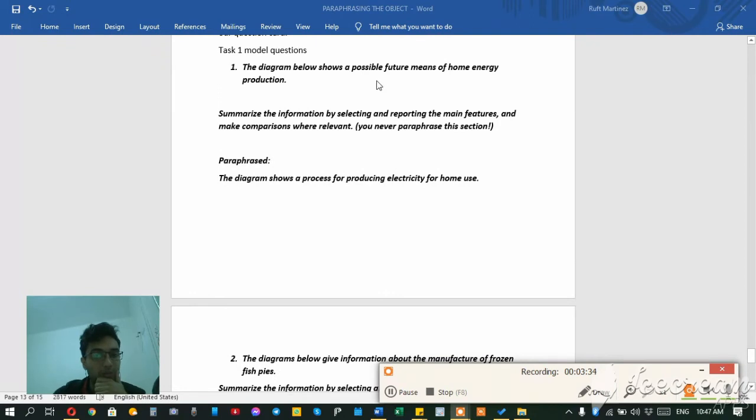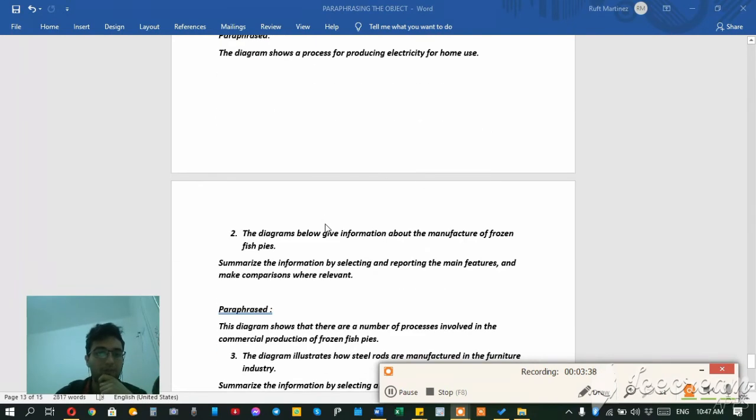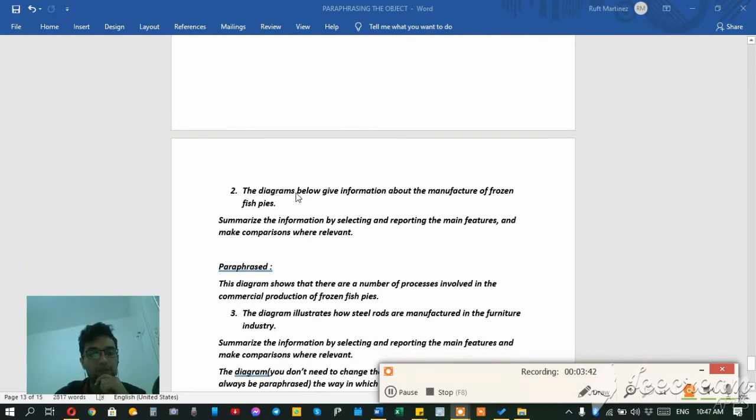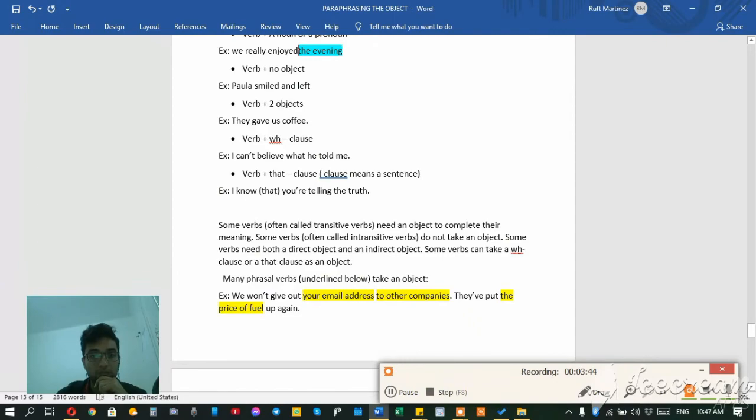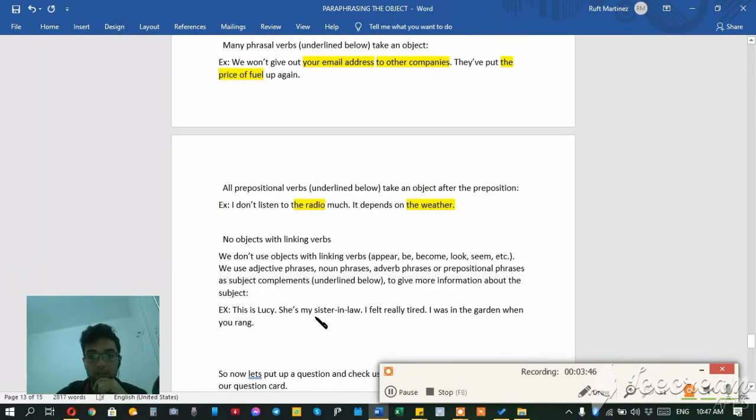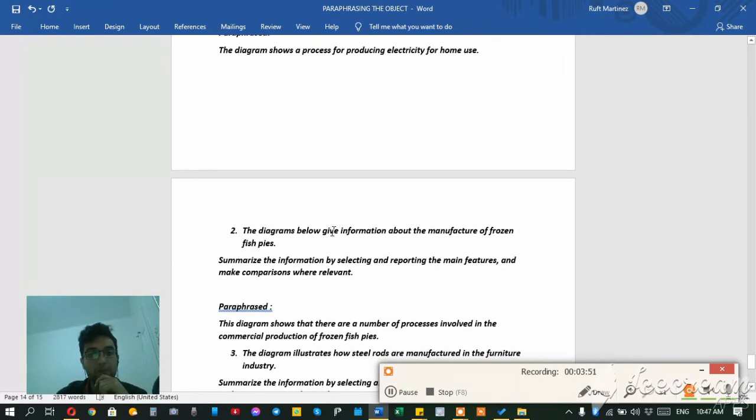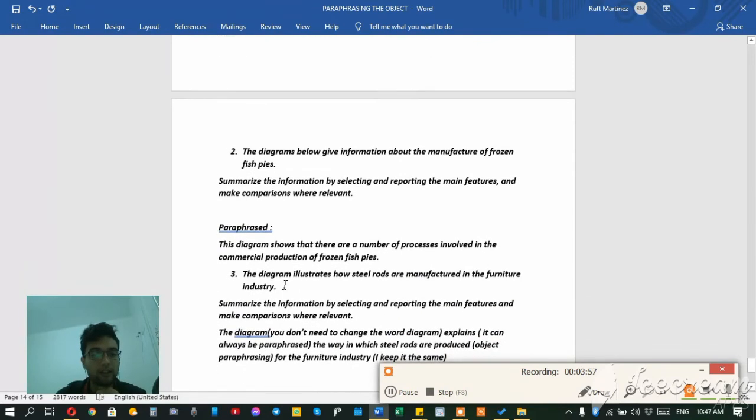The diagram below shows possible future means of home energy production. We have studied this before. The diagrams below give information about the manufacture of frozen fish pies. And the diagram illustrates how steel roads are manufactured in the furniture industry.